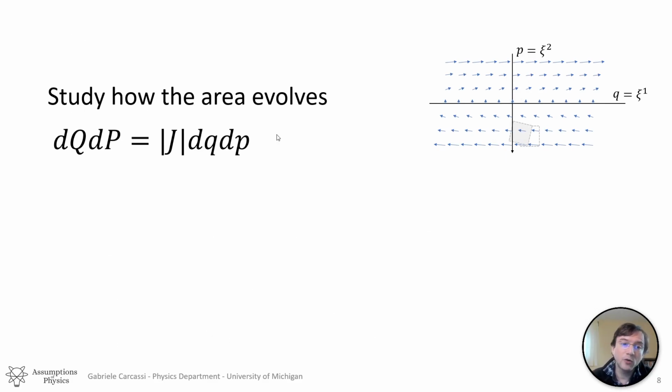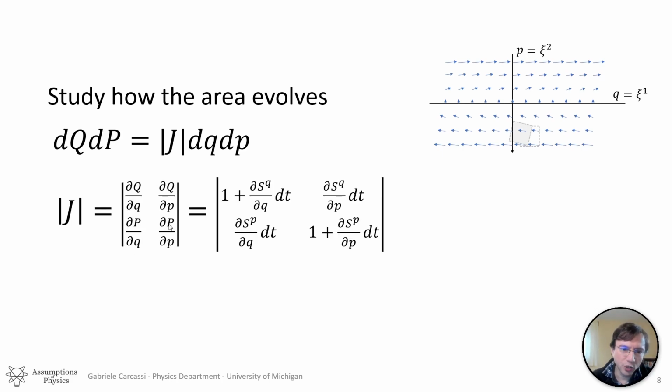Now, another way we can look at this is by looking at how the area evolves. So if we start with a volume dq dp, small q and small p, our variables in time are going to change to big Q and big P. The Jacobian is going to tell us how the area evolves. So we write the Jacobian matrix, and Q is just small q plus Sq dt. So when we take the derivative, we're going to have 1 plus partial q of Sq times dt. And we do all the same for all these other terms.